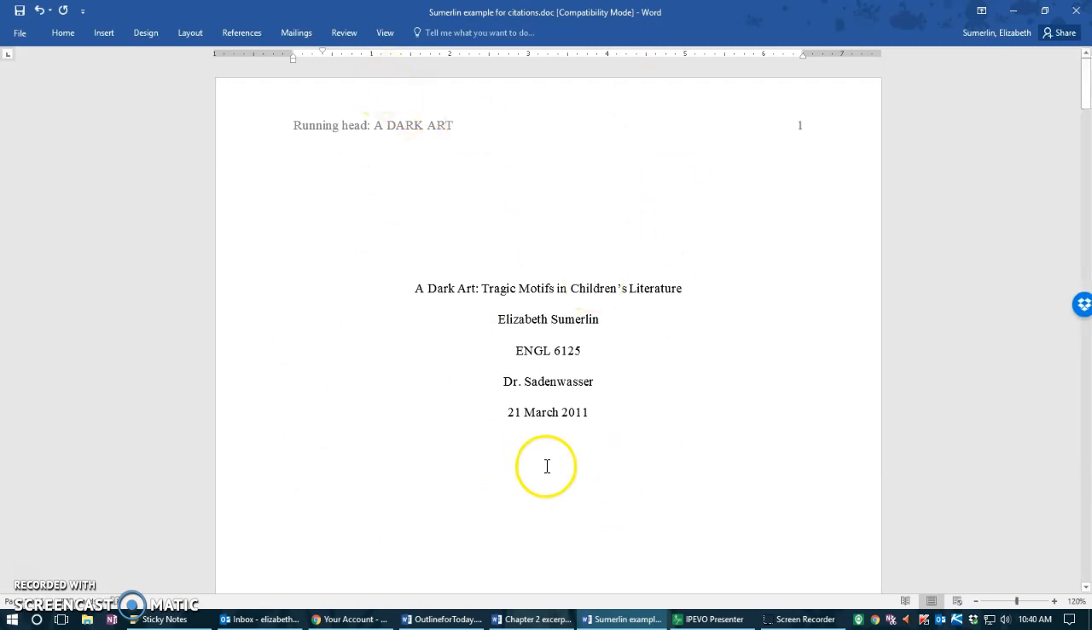Now, I'm using a paper here that I wrote in 2011, so it's an old paper. Originally it was written in MLA, but I have translated it to APA so that it can help you. I'm using one of my papers because I don't want to put somebody else's business out there like that. This is my business. I'm going to put it out there.